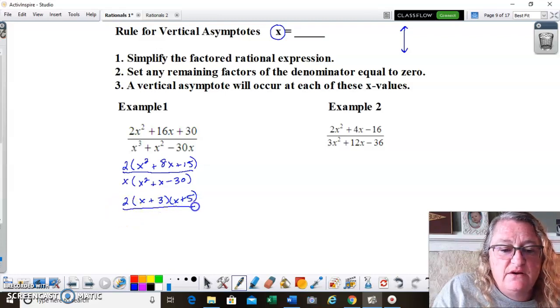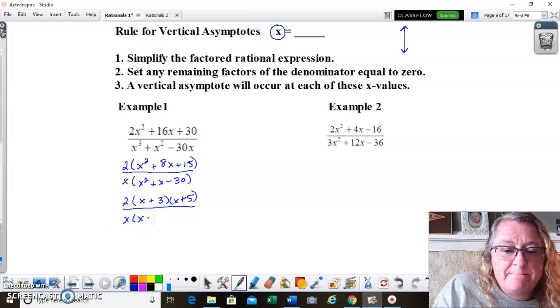And in the denominator, I've got x and x minus, I first thought of 10 and 3, but that's not going to work. And 15 and 2 is not going to work because remember it has to add up to 1. But how about x minus 5 and x plus 6? Negative 5 and positive 6 multiply to negative 30 and add up to positive 1.